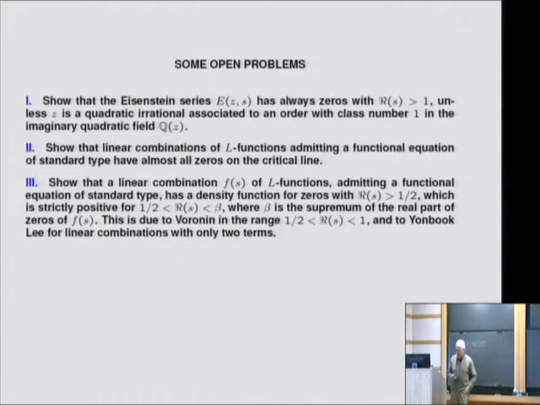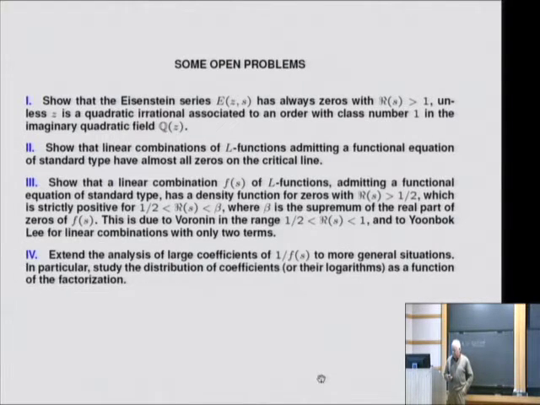Show that for linear combinations with more than two terms, you have a density function for all real part of s greater than half. And study the distribution of coefficients in a more general situation, particularly when the semigroup P gets bigger and bigger. What happens to that?